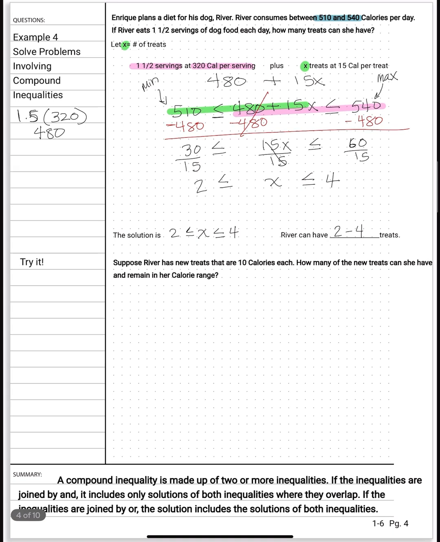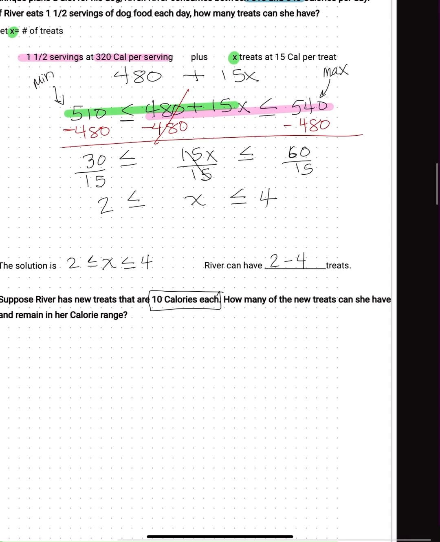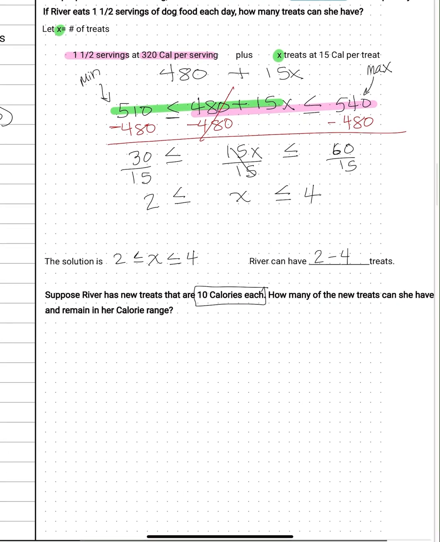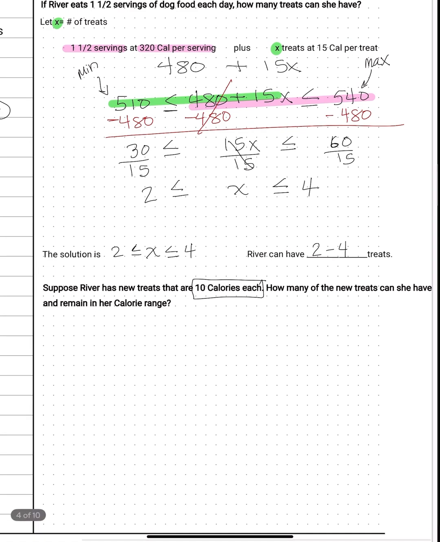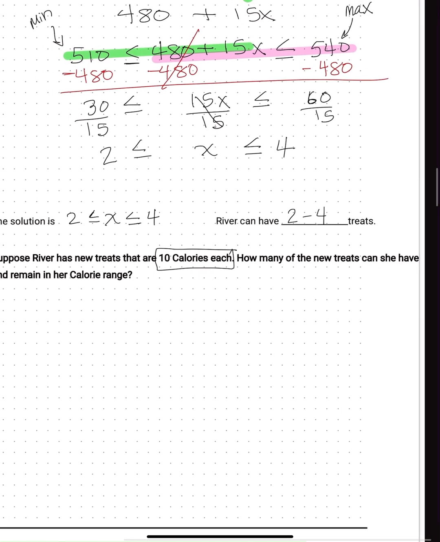Okay, the try it: River. Suppose River has new treats. This time the treats are 10 calories each instead of 15. How many new treats can she have and remain in her calorie range? So we're going to use the equation we had up here, but instead of 15 calories per treat, we know it's 10. So let me go ahead and help you set that up.